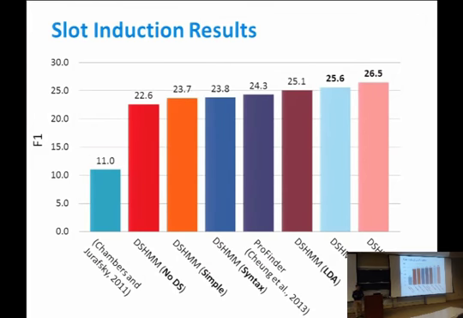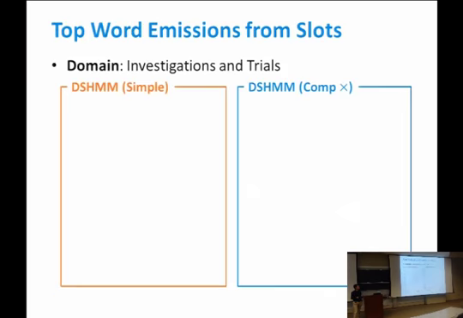So let's look at what these numbers mean and contextualize them a little bit more by looking at some output. I'll show the output of the most likely word emissions associated with some slot clusters in the investigations and trials domain. And I'll show the result of using this DSHMM with the simple vectors, the DS vectors, and DSHMM with the compositional multiplication model.